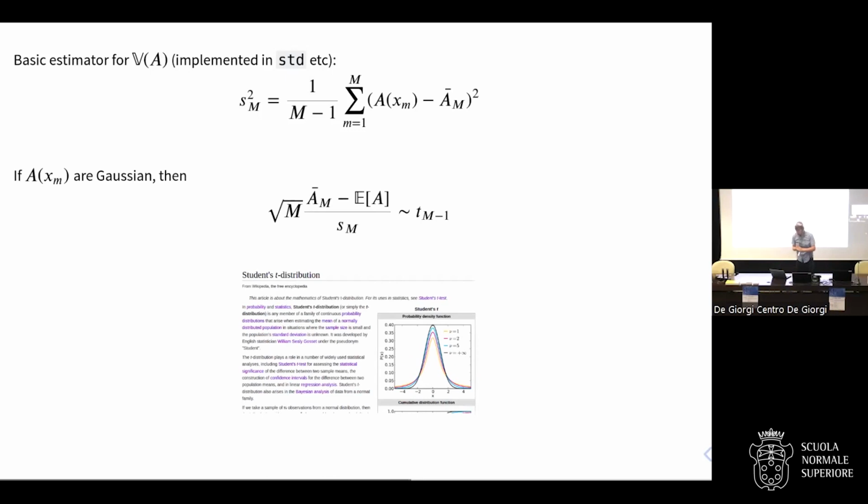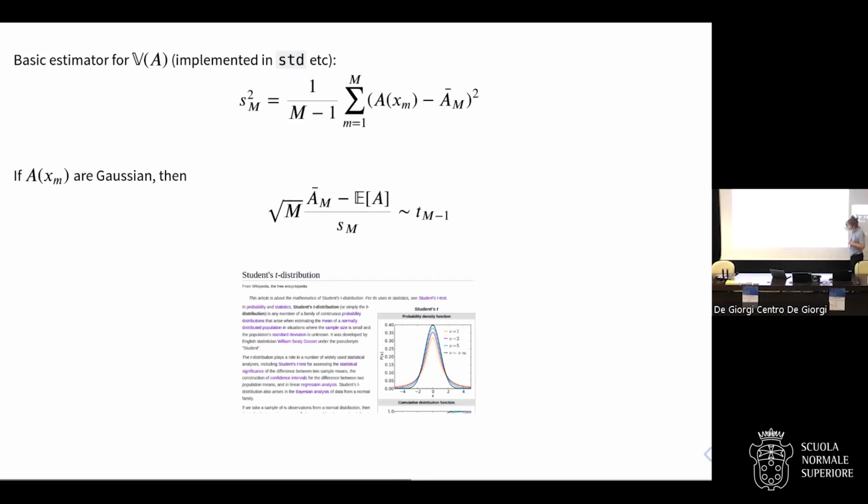You've probably seen this before. But the nice thing about this estimator is that if this was the true variance, or rather the true standard deviation, then this would be distributed like a Gaussian. But it turns out that if you plug in the sample variance, it's distributed like a t-distribution. And what is the t-distribution?